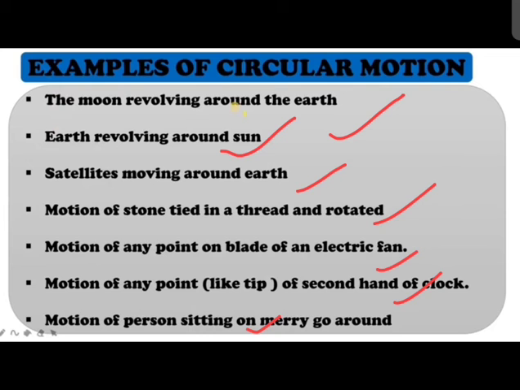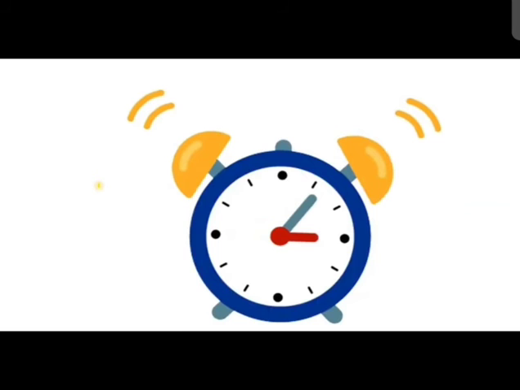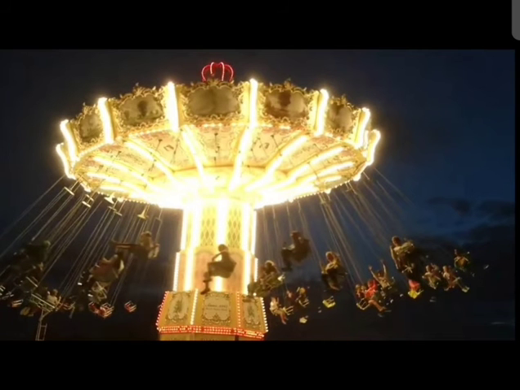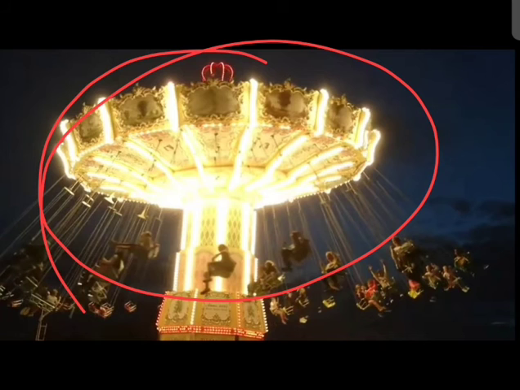You can see here also, this fan moving around a circular path has circular motion. This second hand of the clock also has circular motion. This merry-go-round also has circular motion. They always move along a circular path, so they also have circular motion. So these are the examples of circular motion.